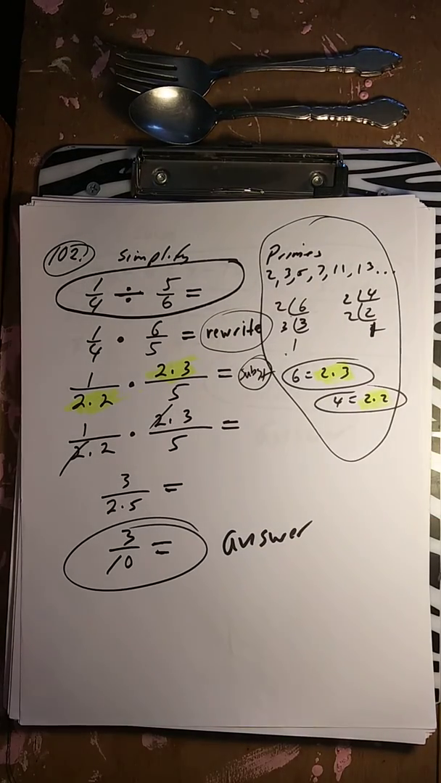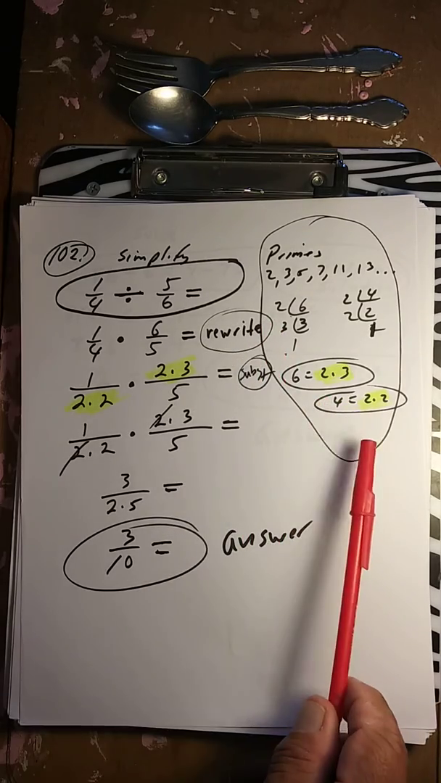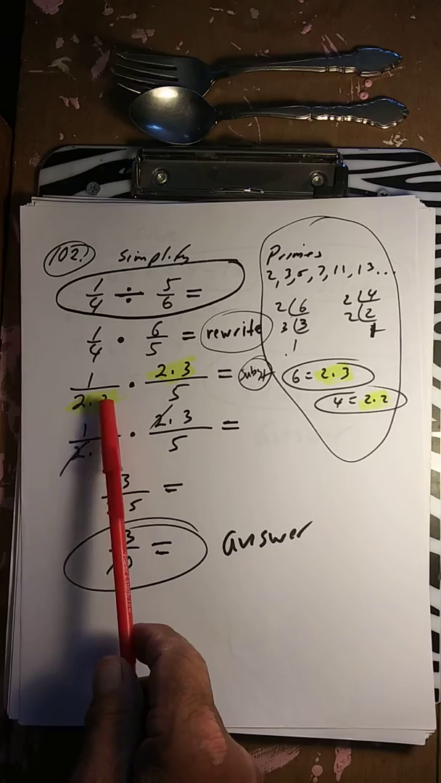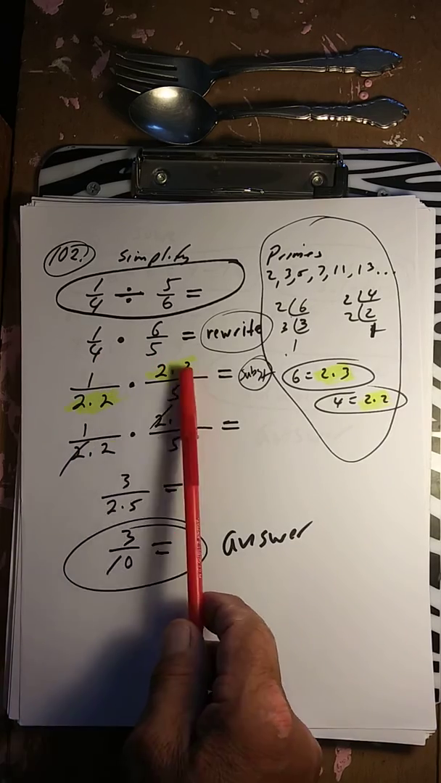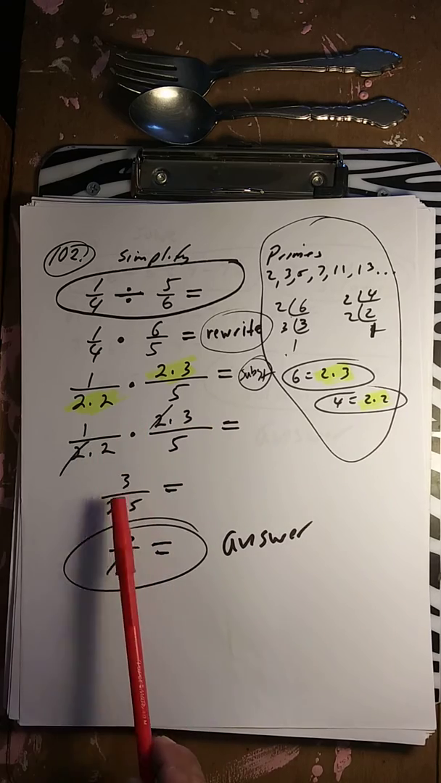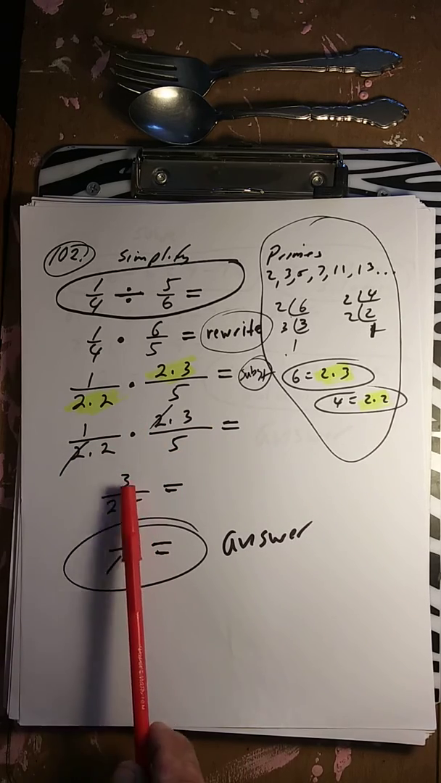There you go. All right. Now we have 2 times 3 is 6. And 2 times 2 is a 4. So can we substitute this back in here? Yes. 4 is 2, 2. 6 is 2, 3. Notice what cancels out. 2's cancel. What's left over is 3. And 2 and 5. So 3/10.